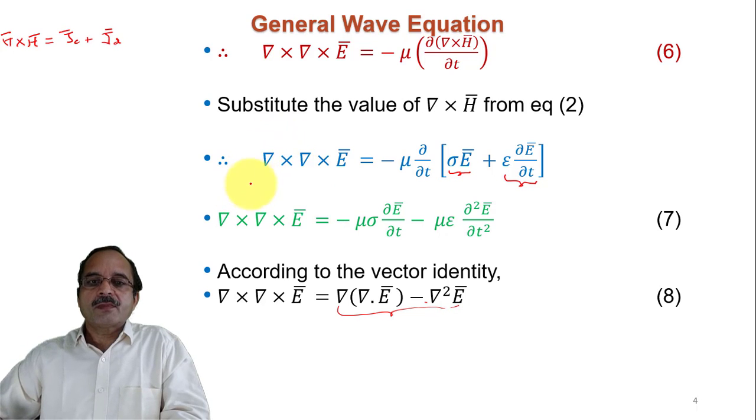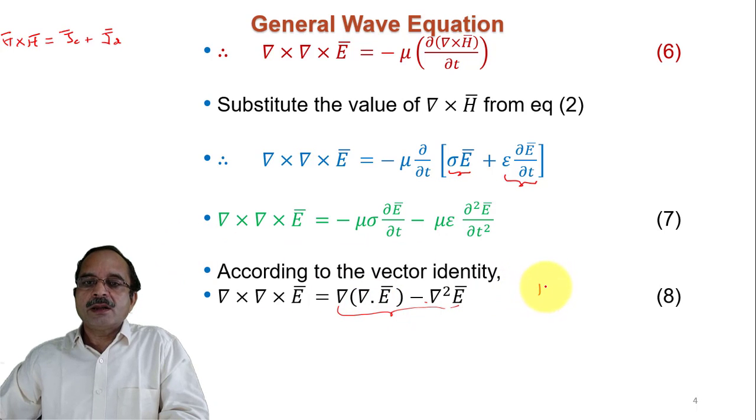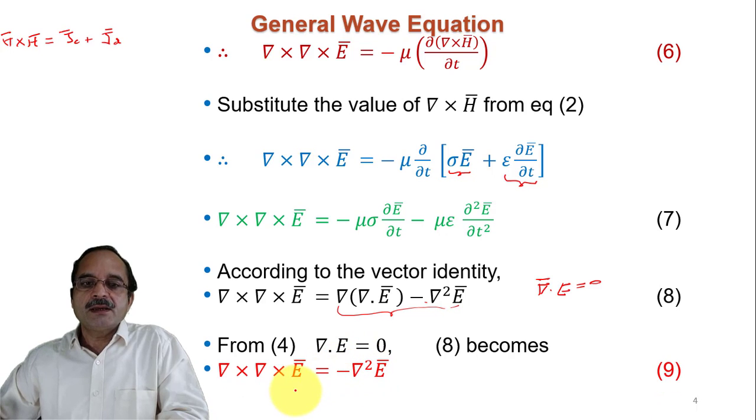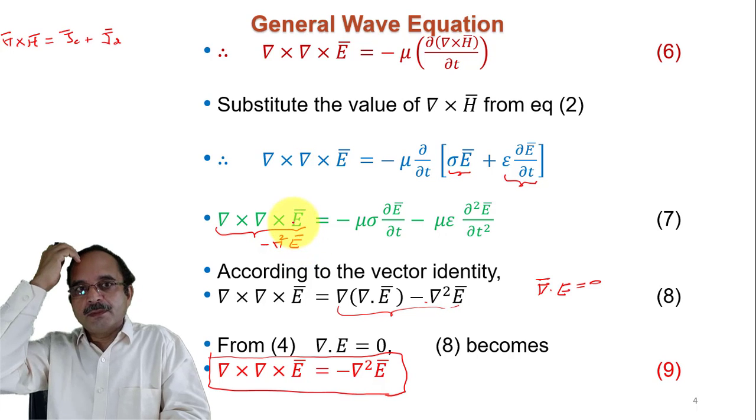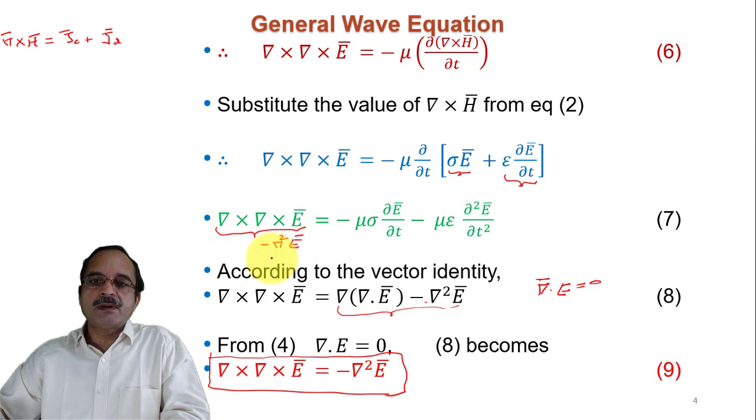Now from equation number 3 we know that del dot E is equal to 0. So substituting del dot E is equal to 0 here, equation 8 simplifies to curl of curl of E is equal to minus del square E. So we rewrite the equation 7 by replacing the left hand side by minus del square E. So the left hand side of equation 7 becomes minus del square E.